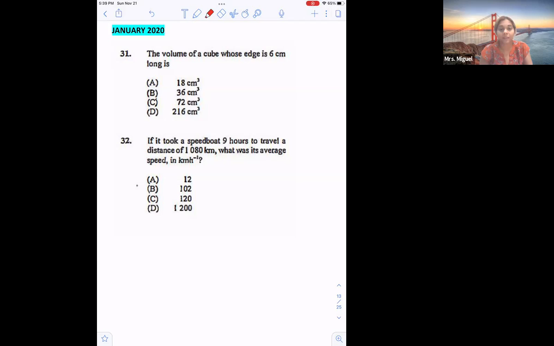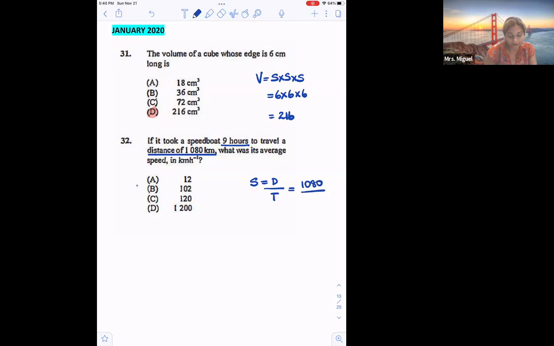All right, let's go. The volume of a cube whose edge is 6 cm, volume side by side by side, 6 by 6 by 6, which is 216. I do hope that you all got that. What is the average speed? The formula for speed is distance over time. 1080 divided by 9, 120. The answer is C.